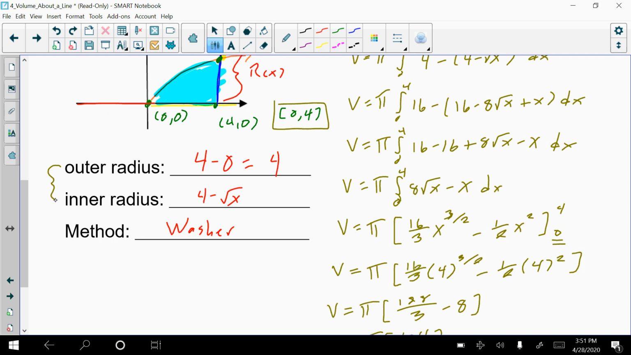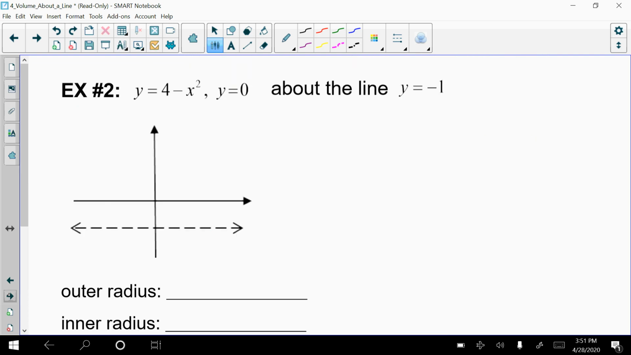So let's take a look at one more here, where we're taking a look at the volume with respect to a line, a horizontal line. And I encourage you to go ahead and pause the video and try to work the example out ahead of me and see what you wind up getting. So presuming that you have taken the time to pause the video and work out the problem, let's go ahead and see what we have here.